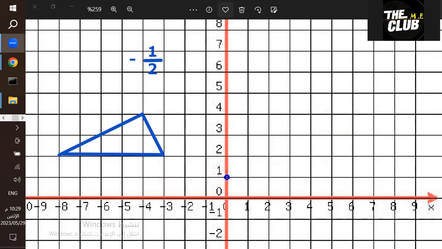We have to understand the facts of enlargement. What are the facts of enlargement? If the scale is negative, it means what? It's going to be flipped. So the first thing: a negative scale factor makes the shape upside down, flipped. If the shape looks up, the new shape must look down. This is the first rule we must know.